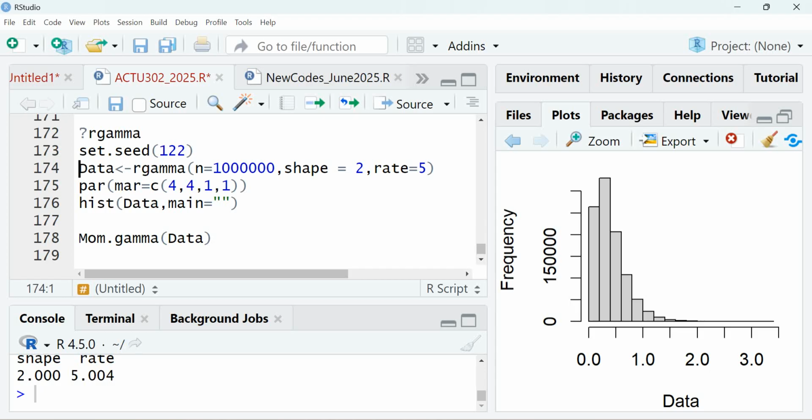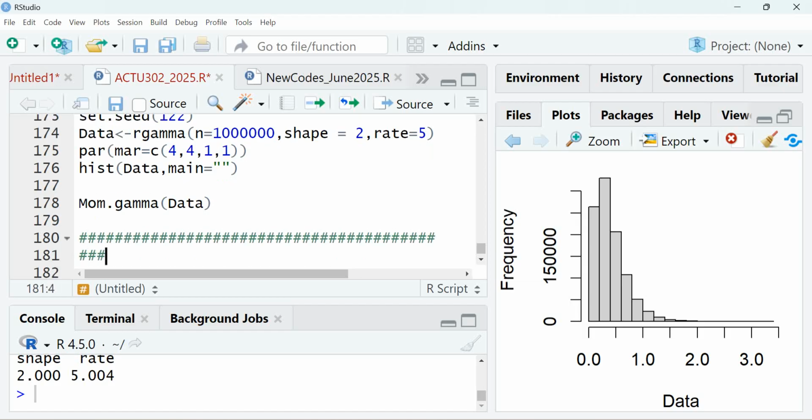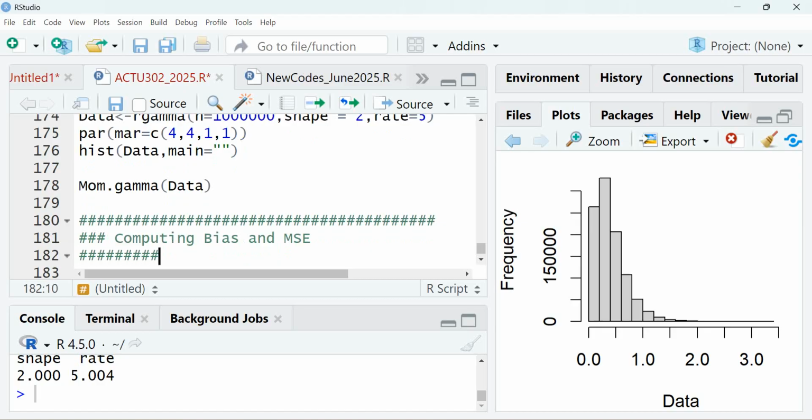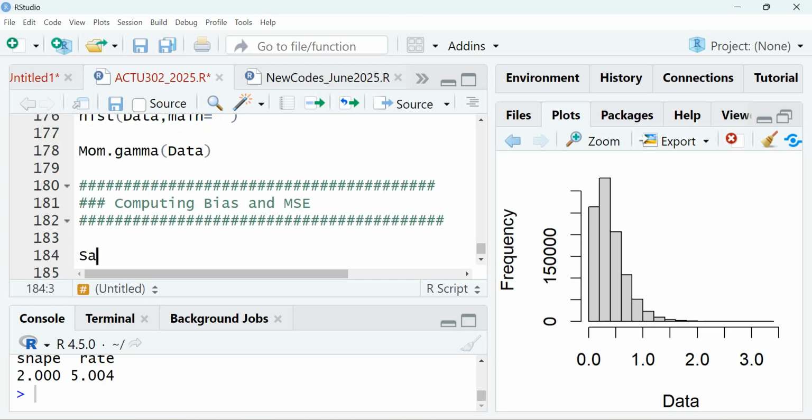Okay, so let's do so. We're going to use a simple sample so that it will be easier for everybody to understand, or we can display it for you to see. So computing bias and MSE.